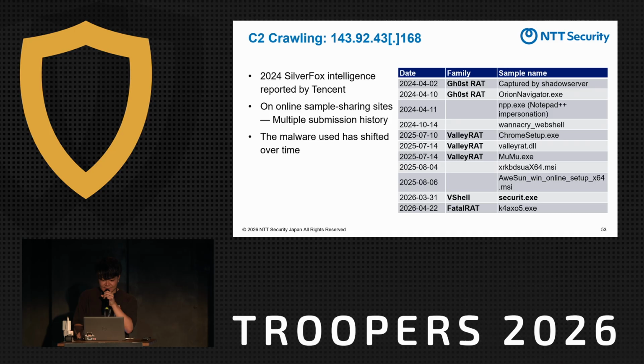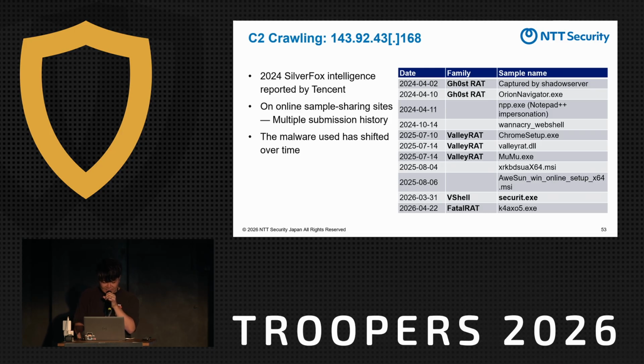And this slide explains the evolution of malware usage associated with this C2 infrastructure. The analysis focuses on the IP address 143.92.43.168. First, this infrastructure has been linked to activity referred to as Silver Fox, which was reported by Tencent. In addition, multiple samples related to this IP have been uploaded to a public malware sharing platform, indicating that this infrastructure has been actively used over time.